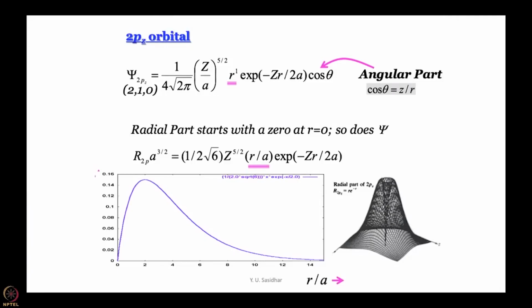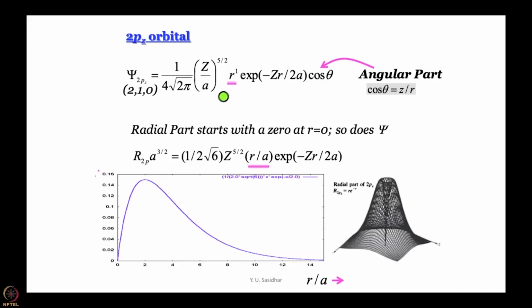Let us just see. So now we move on to p orbitals, and the simplest p orbitals of course are 2pz orbitals. Here principal quantum number is 2, azimuthal quantum number is 1, magnetic quantum number for 2pz is equal to 0. Now why is it called 2pz? We will learn very soon. Let us have a look at the functional form.